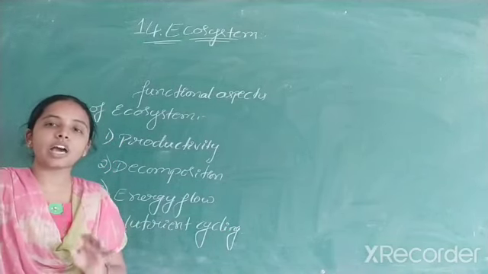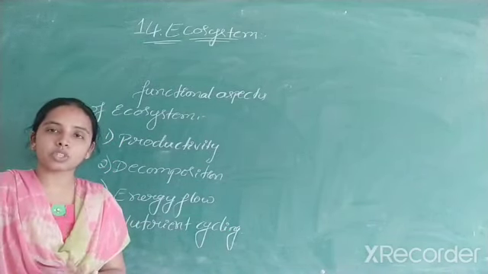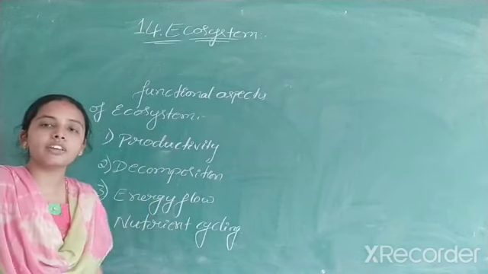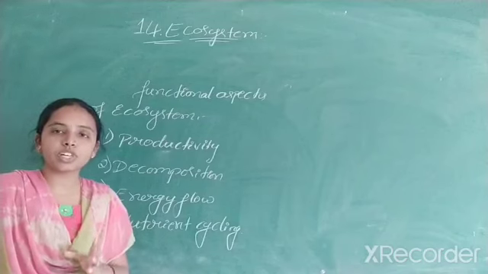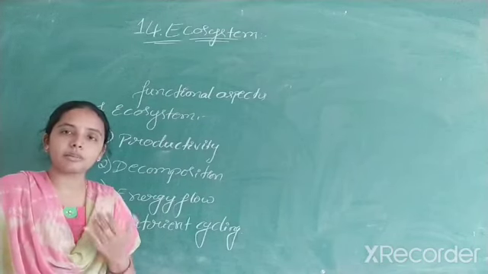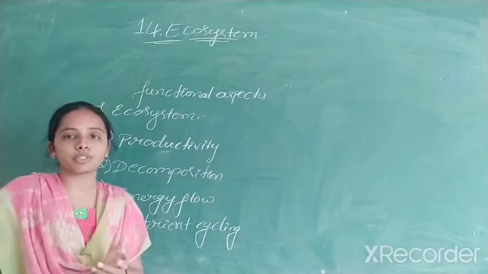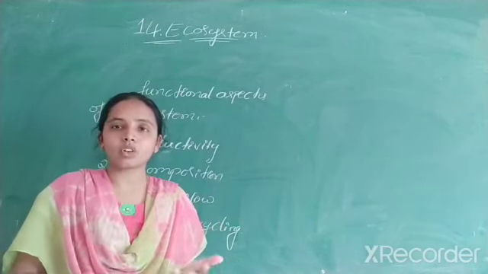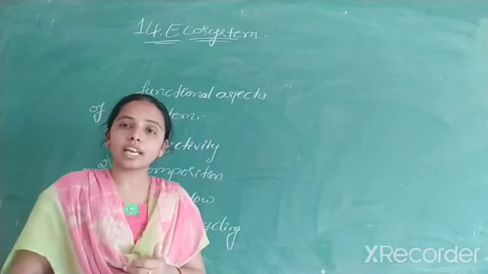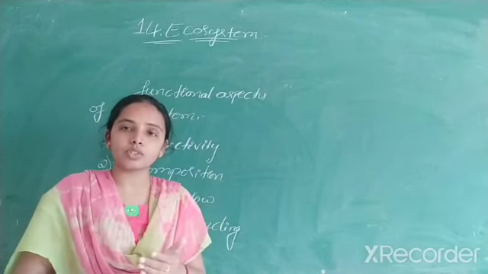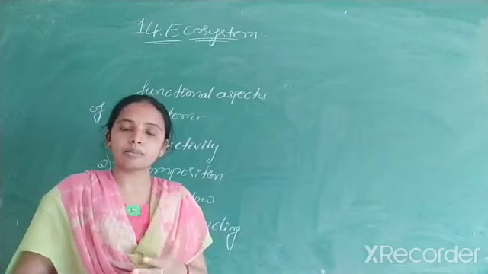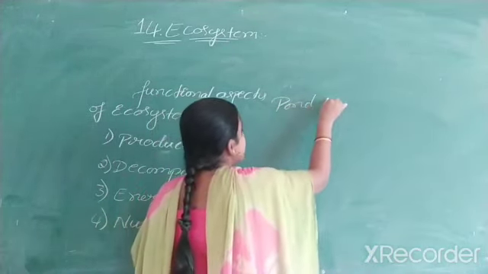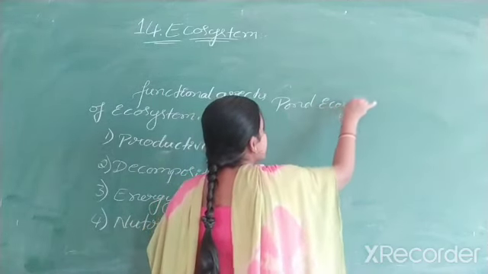So the ecosystem has four functional aspects: productivity, decomposition, energy flow and nutrient cycle. These functional aspects exist through the interaction of biotic components and abiotic components. Without the influence of abiotic factors, biotic organisms cannot survive. To describe this, we can take the simplest example, that is a pond ecosystem.